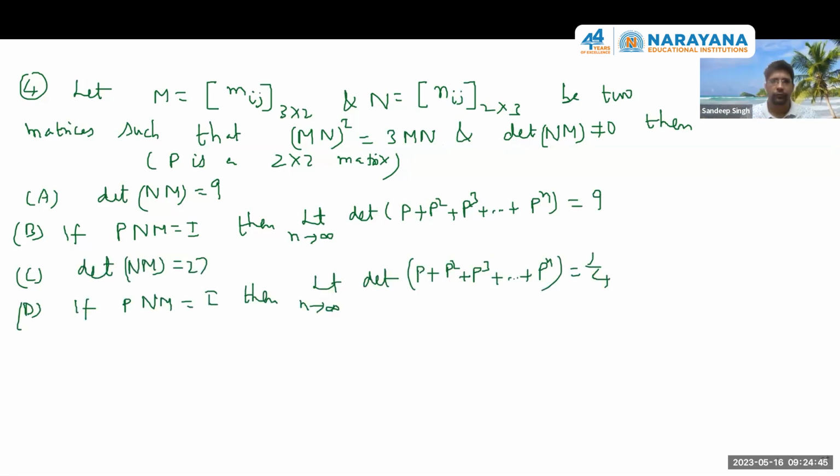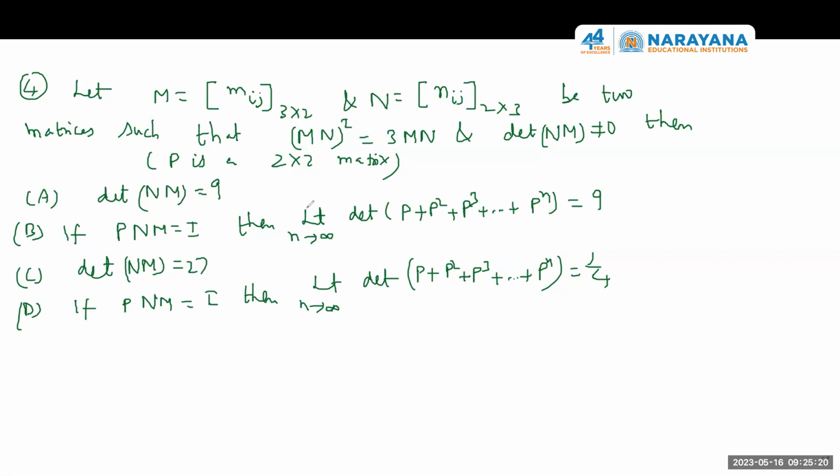Yes, tell me. AC, sir. A and C you are getting. Yes, sir. Okay. Determinant of NM is 3, is 9. That means A and C, please check. How could this be both 9 and 27? You're getting two possibilities. AD, sir. A and D. I think A and D should be there. Let us check. So how will you approach this? Tell me.